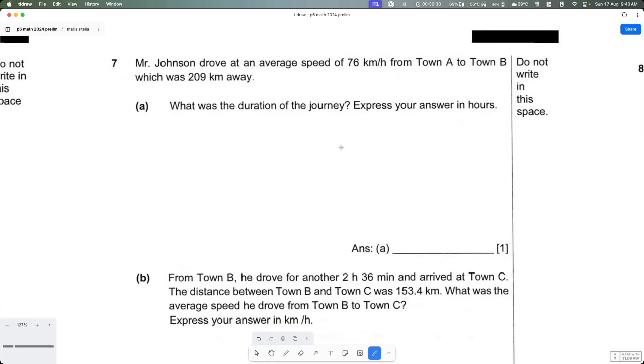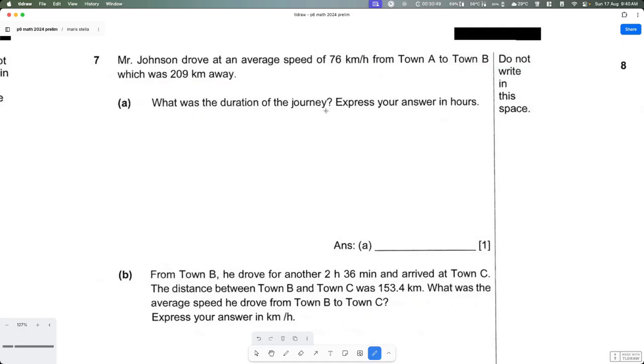7A. Mr. Johnson drove at an average speed of 76 kilometers an hour from town A to town B, which was 209 kilometers away. What was the duration of the journey? Express your answer in hours.